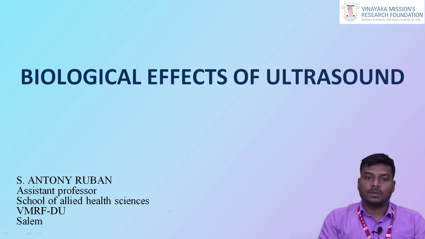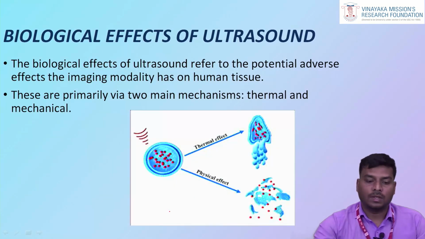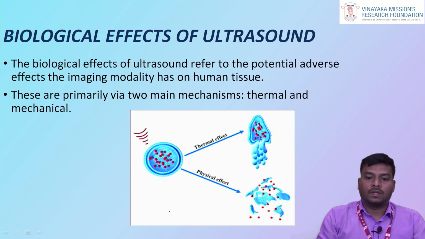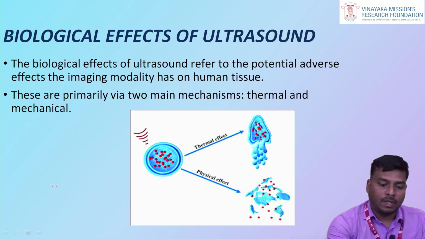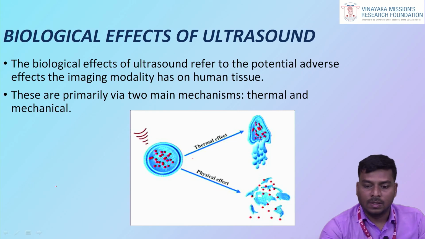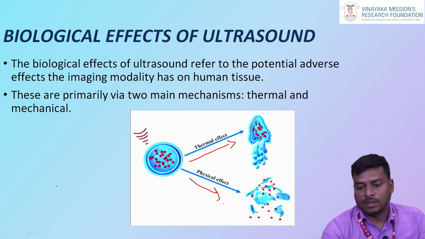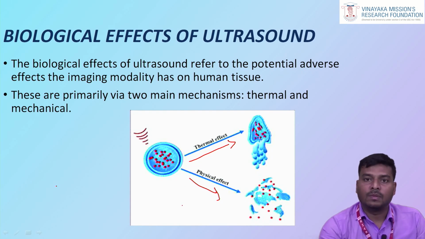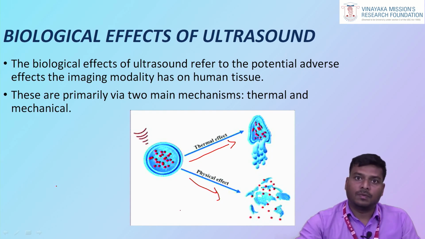Today we discuss the topic of biological effects of ultrasound. The biological effects of ultrasound refer to the potential adverse effects of imaging modalities on human tissues. They affect human tissues through two primary mechanisms, one thermal and one mechanical. You can see the slide. First, the thermal effect affects the tissue; second, the physical effects affect the tissues. Both of these effects come from the ultrasound.